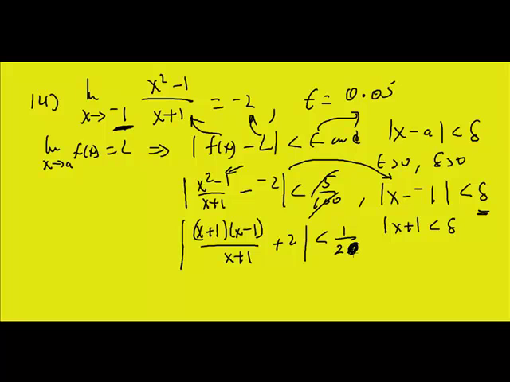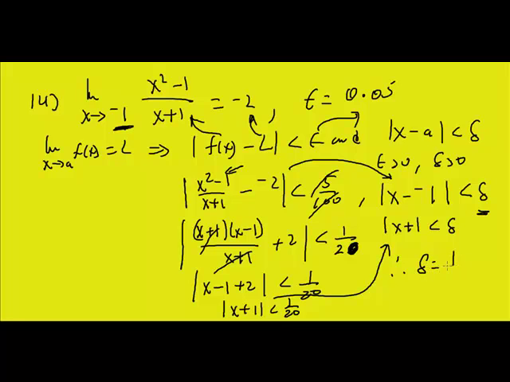Alright, so these two will cancel out. I'm going to get x minus 1 plus 2 inside the absolute value is less than 1 over 20. And then this is the absolute value of x plus 1 is less than 1 over 20. Now this matches up with that, so therefore I can conclude my delta has to be 1 over 20 for all the x values to fall within that neighborhood of -2. That's for a specific epsilon and delta.